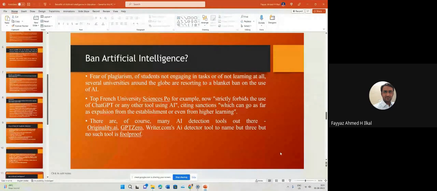In order to check plagiarism also, we use the Turnitin software, and there are so many softwares. But in order to check whether the assignment, thesis or research paper, whichever document, has been produced through ChatGPT, it can also be detected. The softwares being used to detect such tools are Originality.ai, GPT-0, Writer.com, and so on and so forth. But please remember, even such a tool is not foolproof.